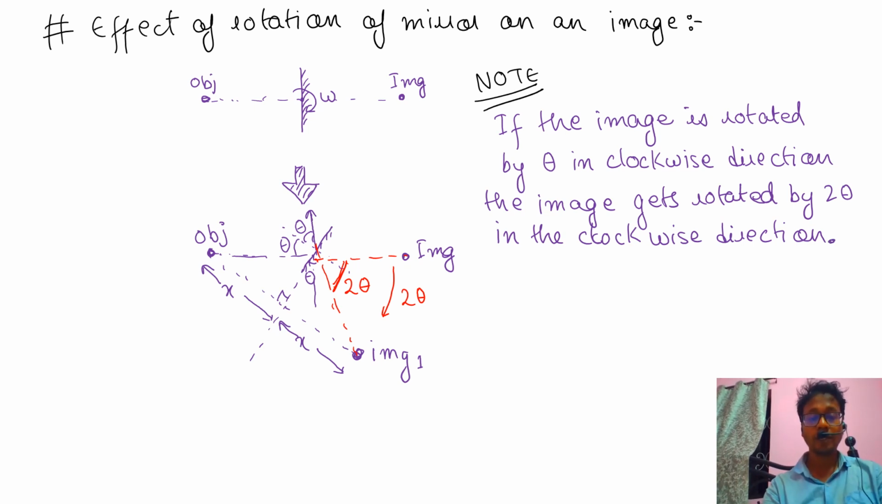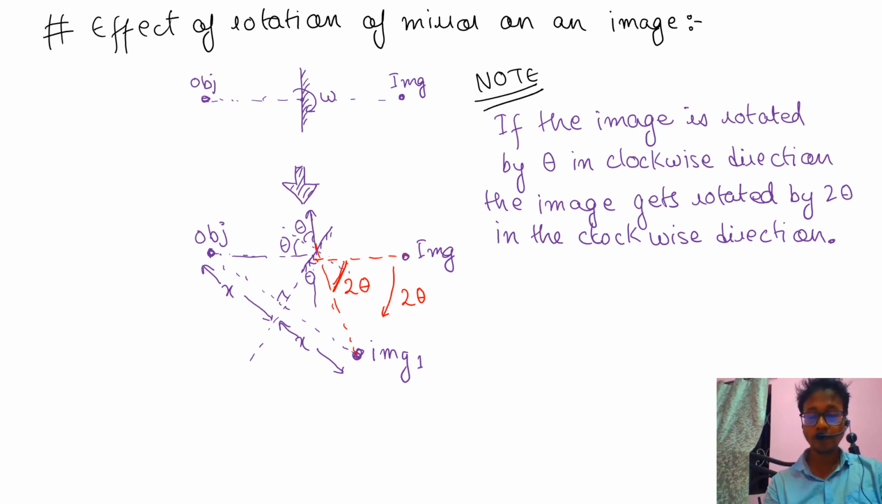If the mirror was fixed and I'm rotating the object, the rotation of image would be opposite to the rotation of object. That means if I'm rotating the object counterclockwise, the image rotation would be clockwise. But in case I'm rotating the mirror clockwise, the image would be rotated clockwise. The difference is in magnitude. While the object is rotated, the image is rotated in the opposite direction but with the same magnitude. But in case of mirror, when the mirror is rotated, the image gets rotated in the same direction but with double the magnitude of the mirror rotation.